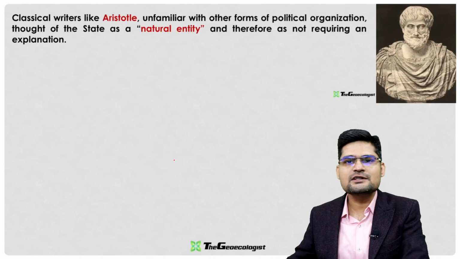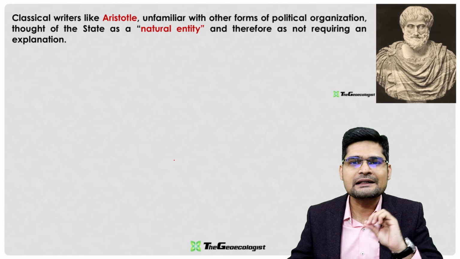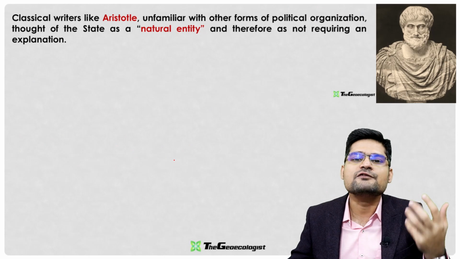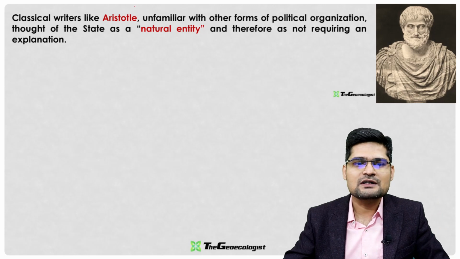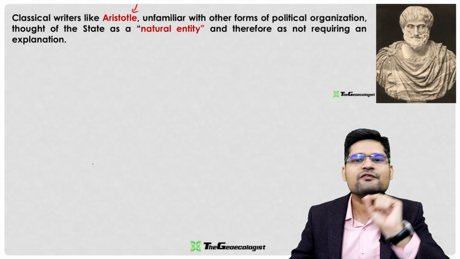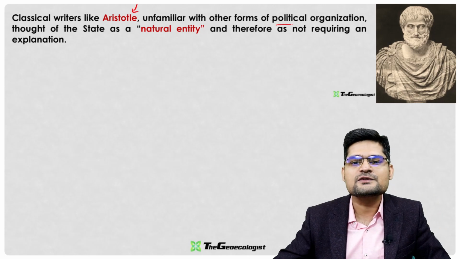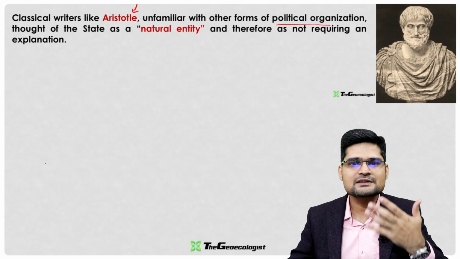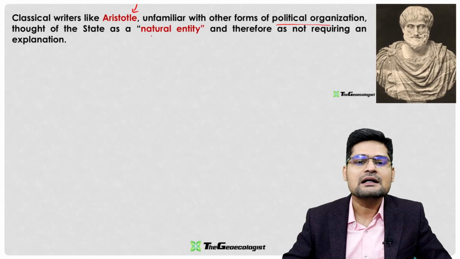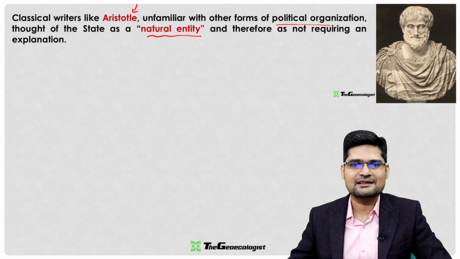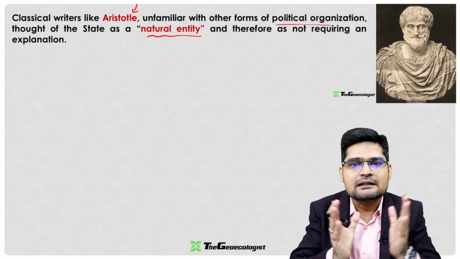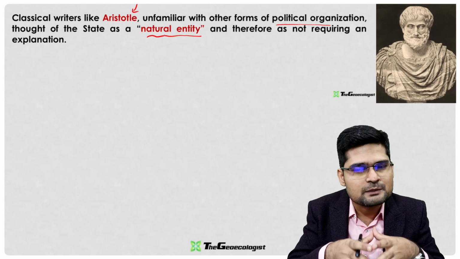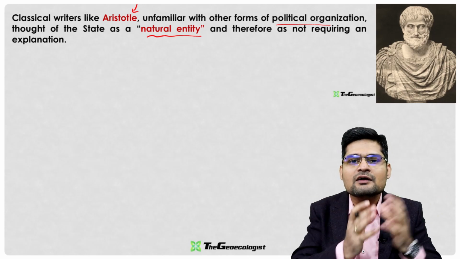So if you observe what happens here, the classical thinkers and writers have various viewpoints over it. If you go to the ancient Greeks and Romans, you'll observe that scholars like Aristotle were unfamiliar with other forms of political organization because the thought was dominated by the idea of the state as a natural entity. So basically, the state was considered a natural entity until then. But many other explanations began to come in with time.